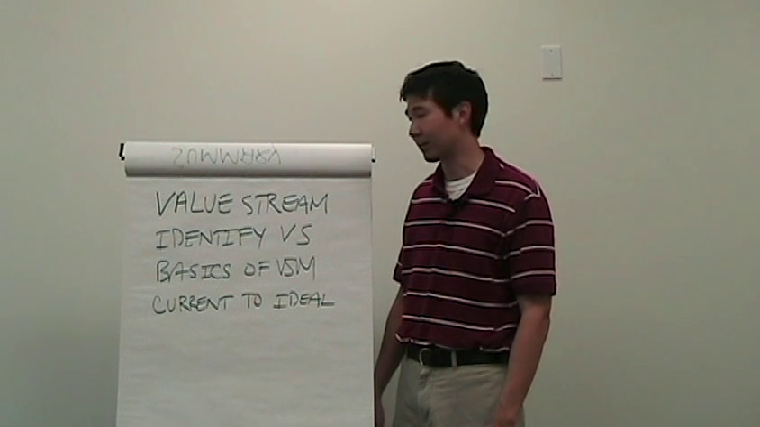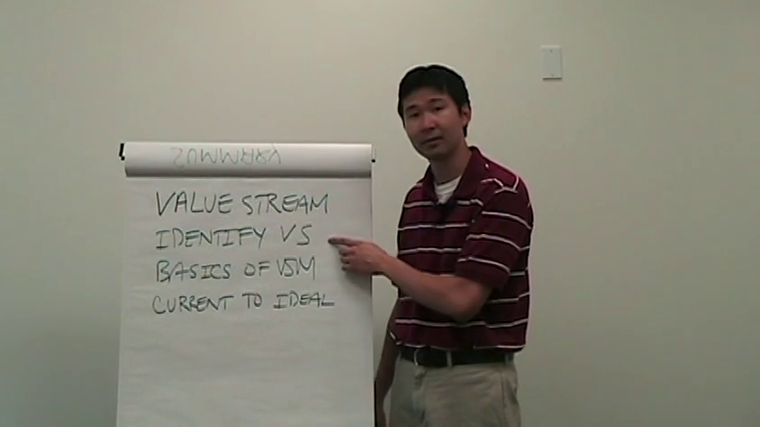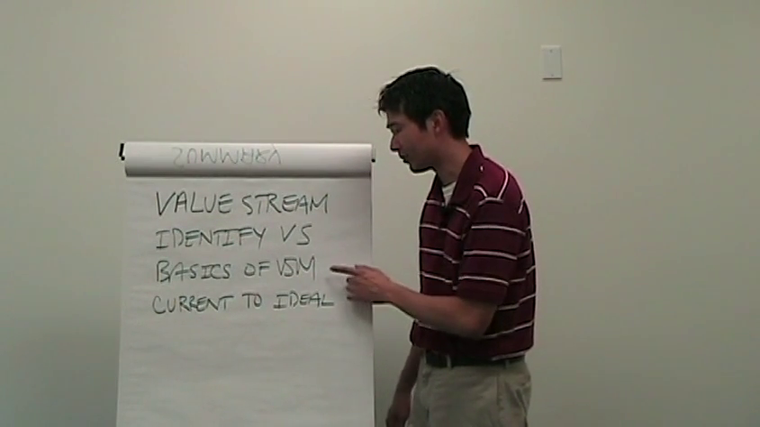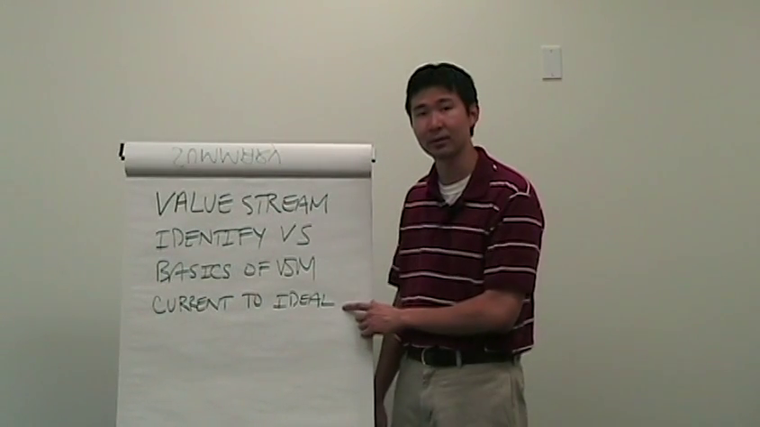So here's a quick summary of what we learned. We defined what a value stream was. We showed you an easy way to identify your value streams. We showed you the basics of value stream mapping. And then we took a current state all the way to an ideal state map.